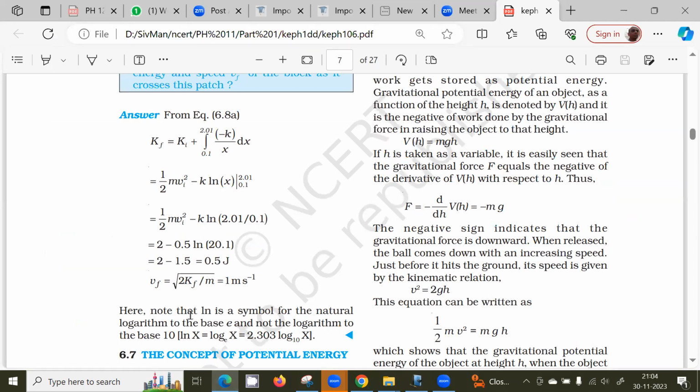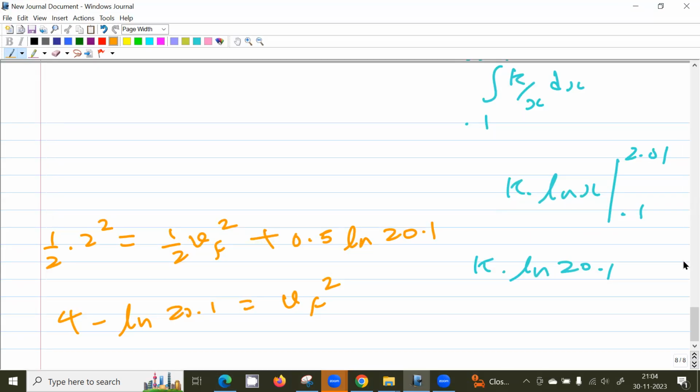Sir, it's half mv square, no? So 2 only will come. No, while doing VF, the 2 will go away. Okay, let me put the values. They got 1 as velocity, right? So this one is 0.75. So it's 4 minus 0.75. I'm not getting VF square. So 4 minus.